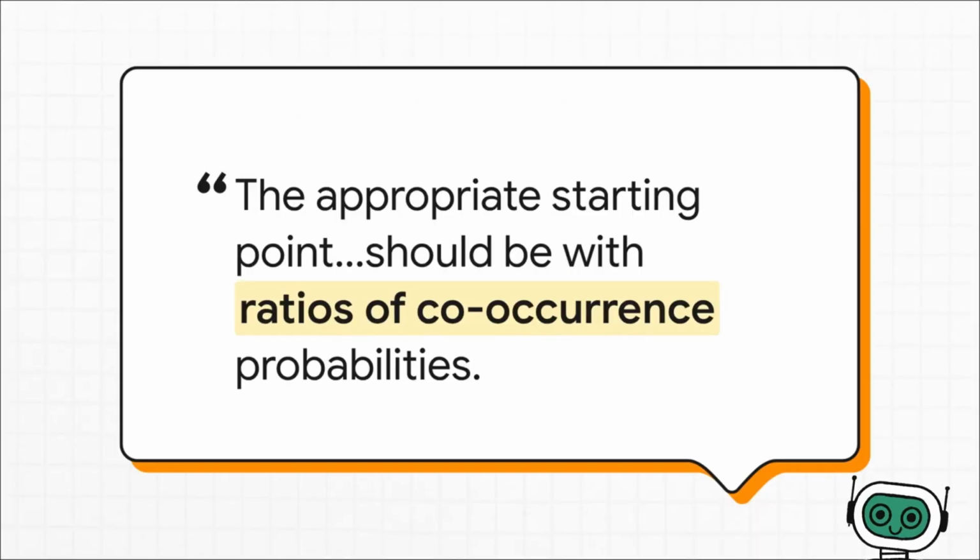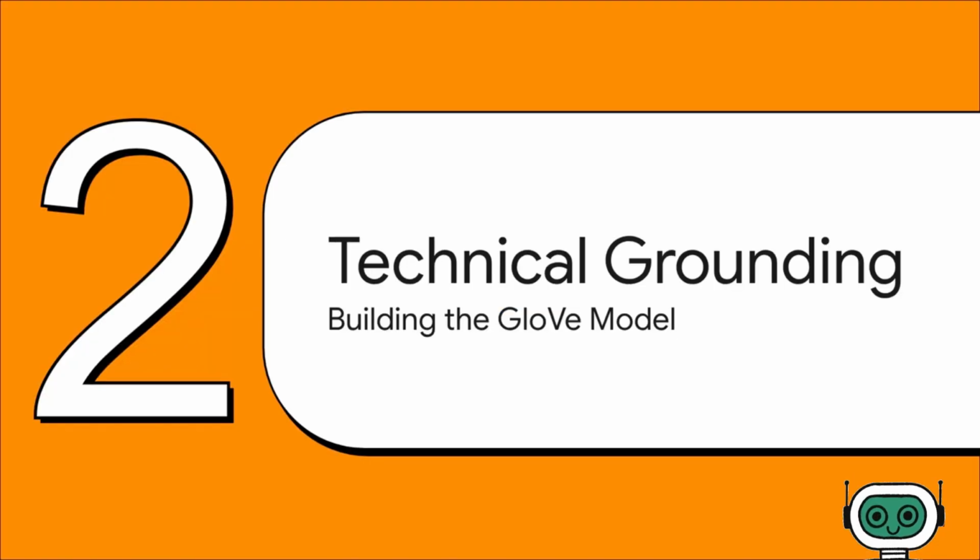And this is the central thesis of the entire model. The creators figured out that the best way to learn about meaning wasn't from the raw counts themselves, but from the ratios of those counts. It's a simple idea, but it was a huge step forward. So that's the intuition. Now, how do we actually build a model that uses this idea? Let's get into the technical grounding.